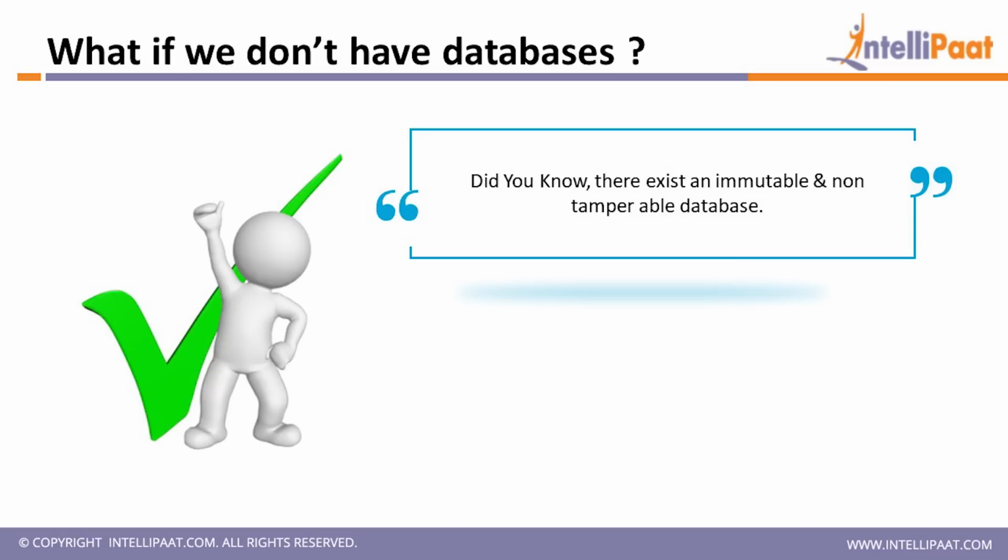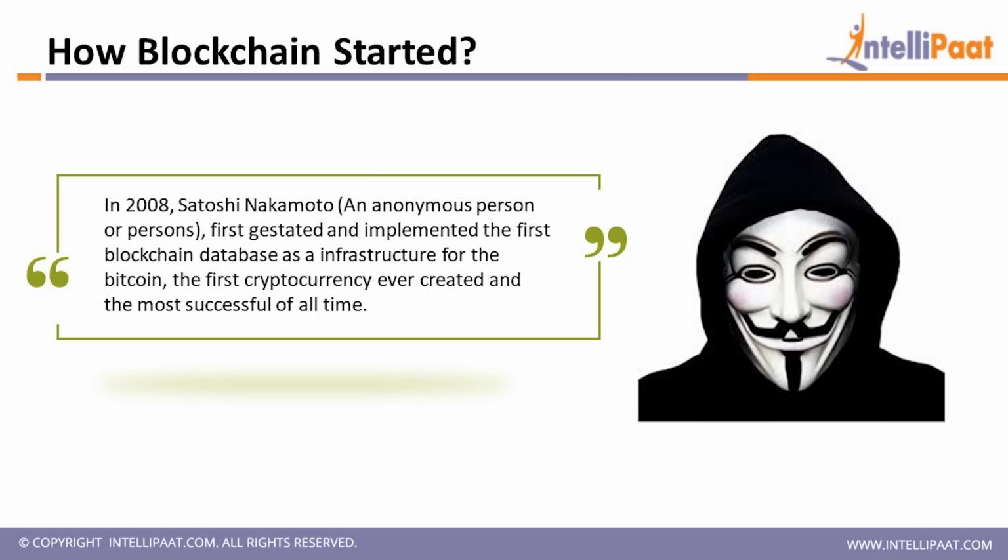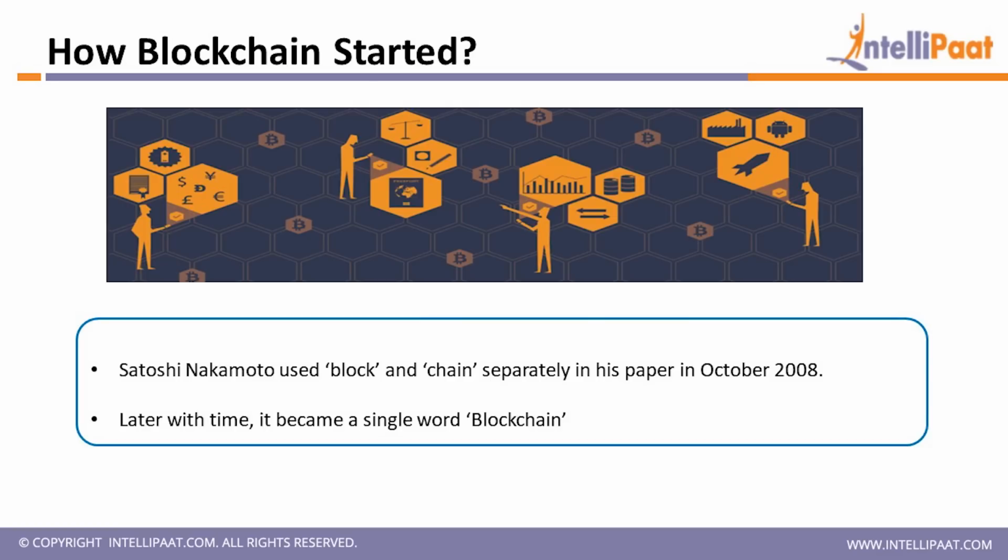What if we don't have databases? Did you know there exists an immutable and tamper-proof database called blockchain? It is also called a distributed ledger, or a distributed database. How did blockchain start? In 2008, Satoshi Nakamoto, an anonymous person or group of persons, first conceived and implemented the first blockchain database as an infrastructure for Bitcoin, the first and most successful cryptocurrency ever created. So we already know Bitcoin was the first implementation or use case of blockchain. Satoshi Nakamoto used block and chain separately in his paper in October 2008. Later, with time, it became a single word, blockchain, and that was meaningful also.